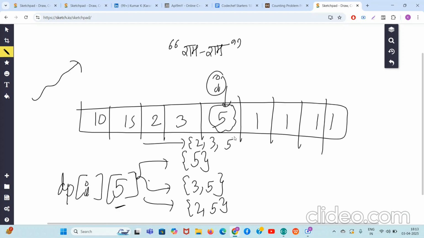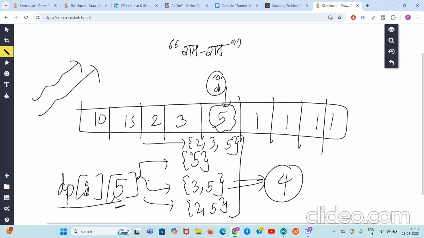2, 3, 5. So 5, then 3, 5, then 2, 5, then 2, 3. Total 4 sequences are there. Can you understand? dp[i][5] means strictly increasing sequences.